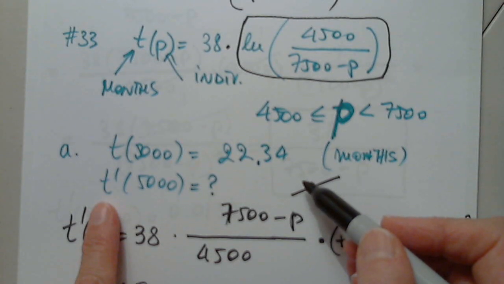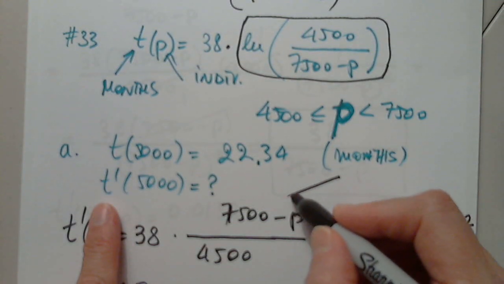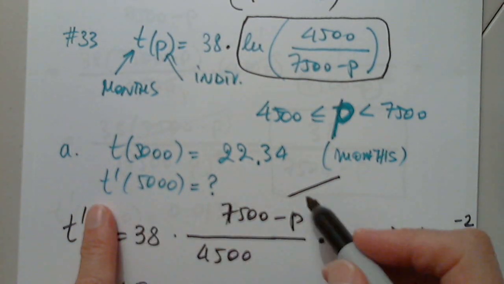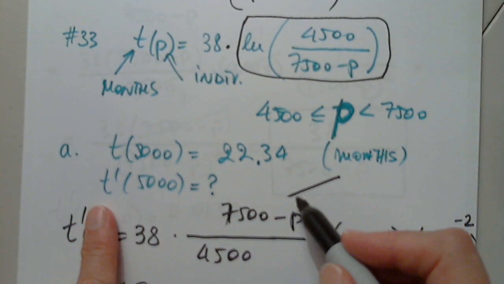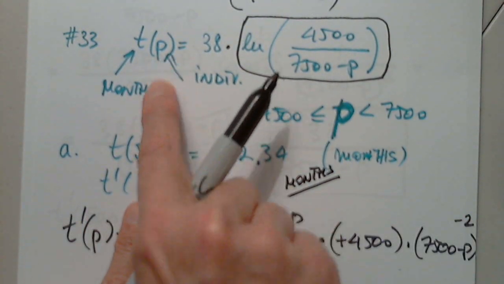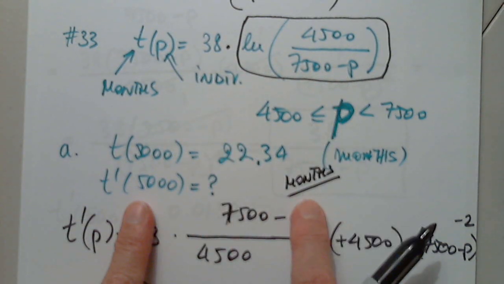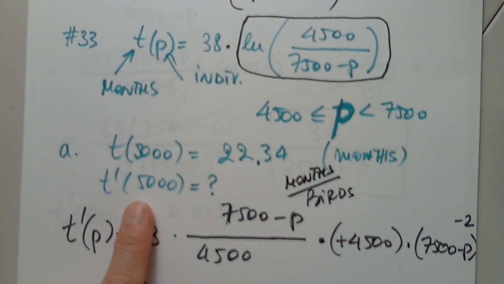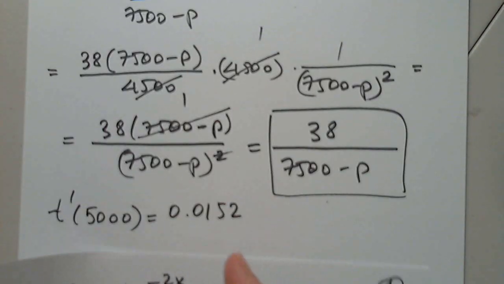T is measured in... we have it right here. T is measured in months. Thank you. And P is measured in individuals or birds. Good. Now let's find this. So let's identify what this means.